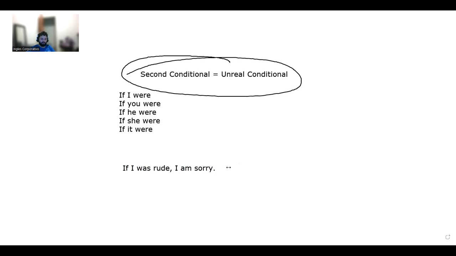Because it's a real situation. Here, I'm talking about a real situation. This is not imaginary, right? Maybe I bumped into someone and that person got hurt. And then I am saying, hey, I'm sorry if I was rude. Maybe I said something rude to someone, right? But that happened. That is not imaginary. If it is not imaginary, yes, you need to use was. You need to use the right conjugation with the verb be.